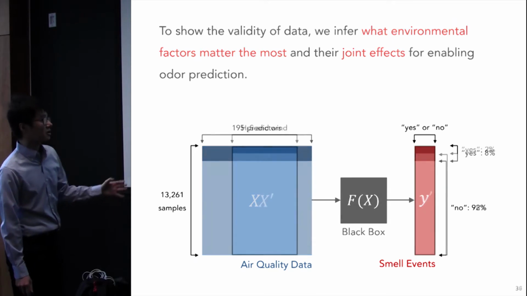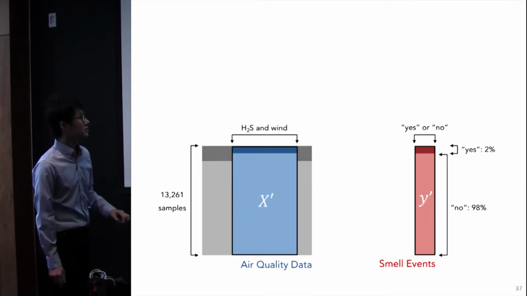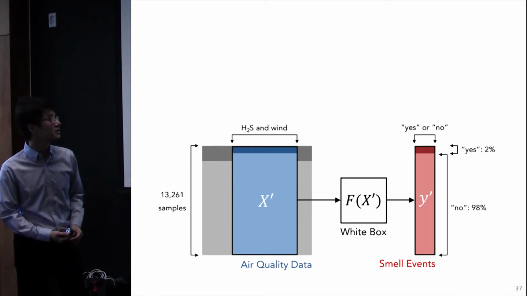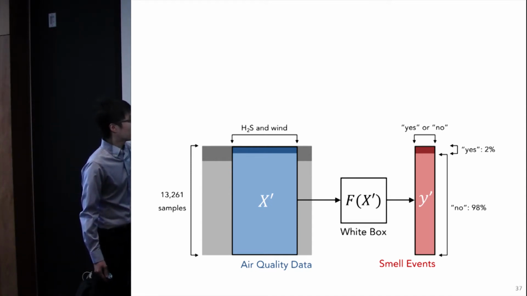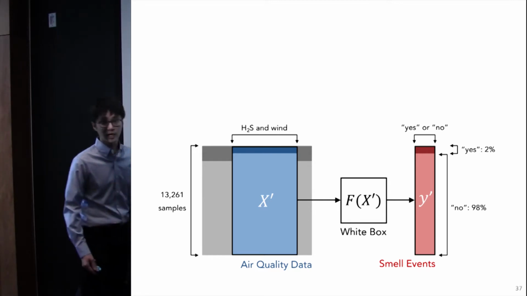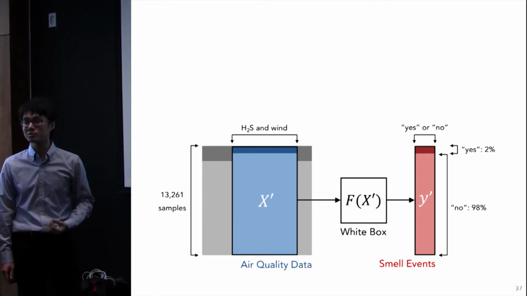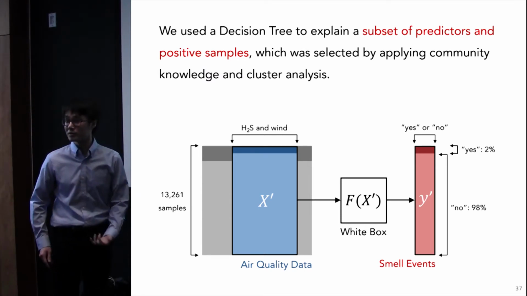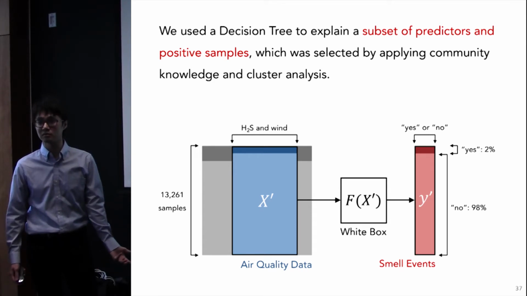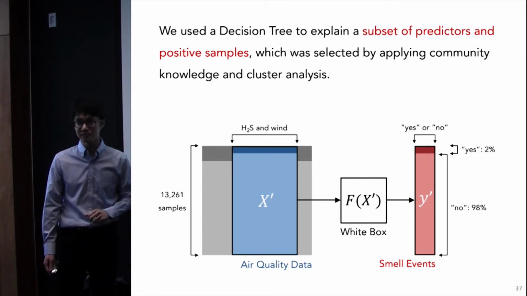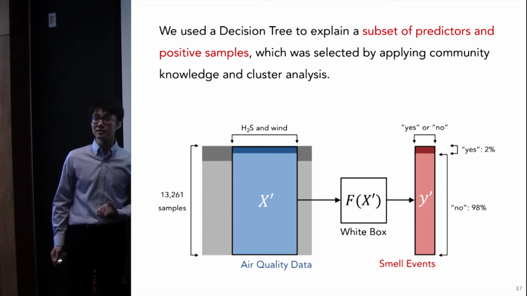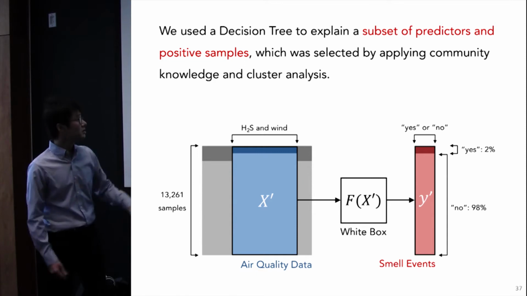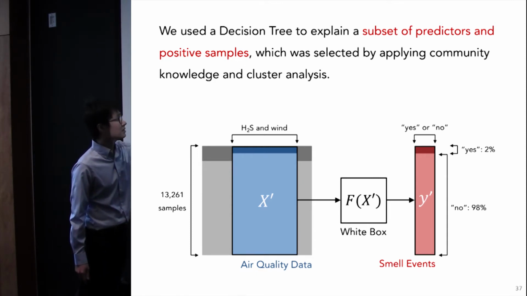So instead, I take only a part of the data and then train a white box model. White box model means something that we can easily analyze. For this part, I'm just using the knowledge that I get from the community members. I talked to several people in the community and learned that VOC, volatile organic compounds, have an effect on smell events. Also, from the text analysis, I found that hydrogen sulfide is really important because people are mentioning it. So I just select it.